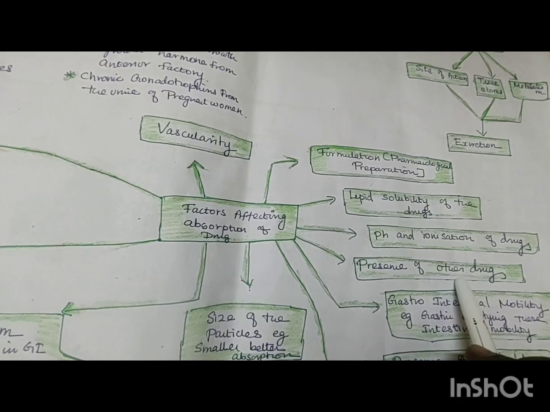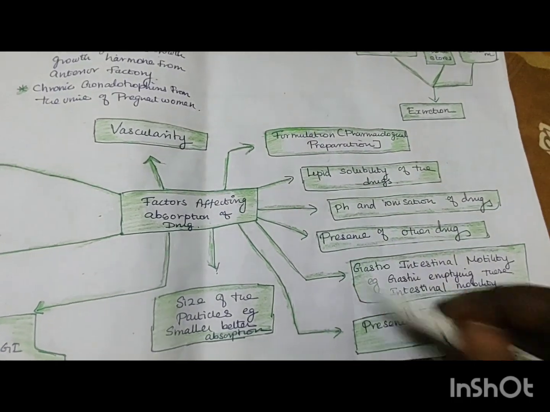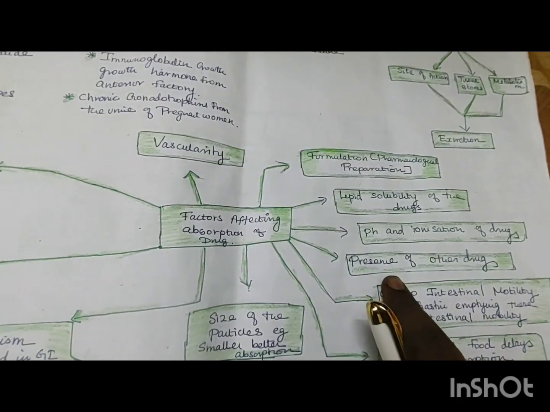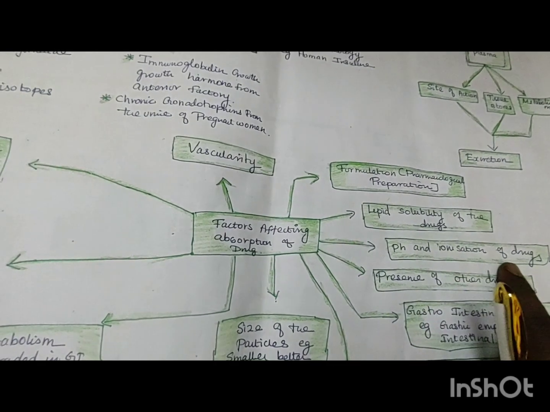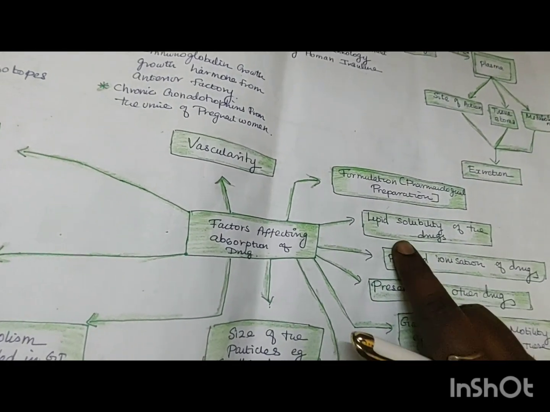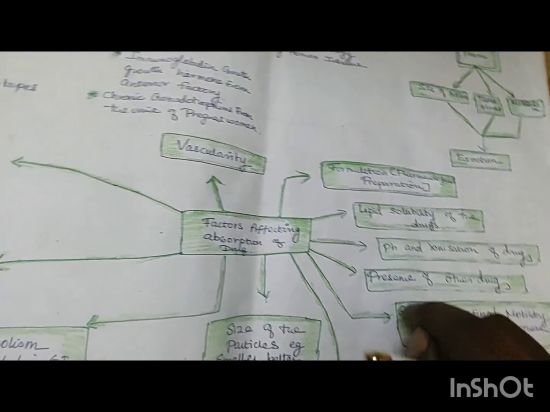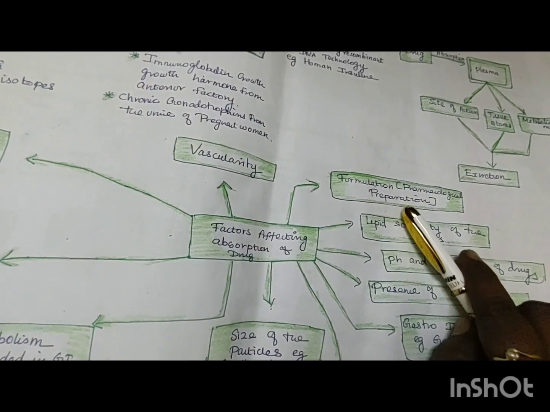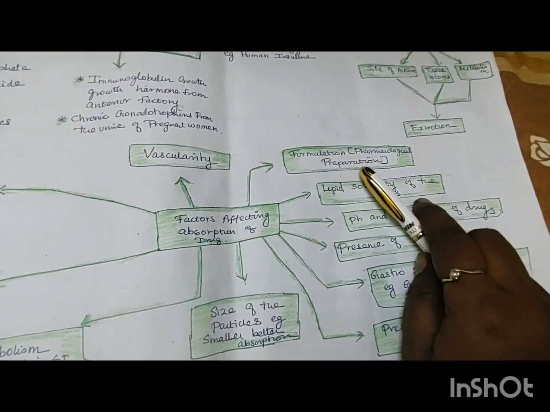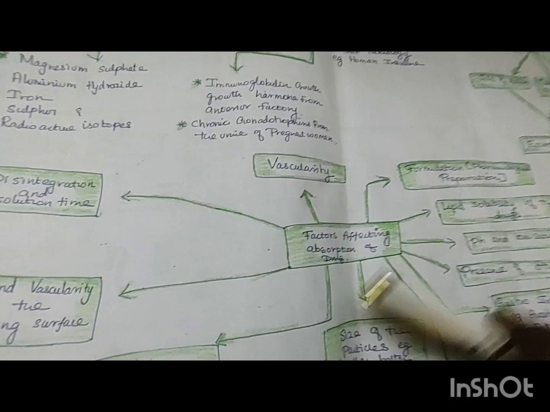Presence of other drugs. One drug's absorption will be affected by the presence of other drugs. Then the pH and ionization of the drugs also play a vital role, and lipid solubility of the drugs is very important, and the formulation, how the pharmacists are preparing the drugs. So these are all the factors affecting the drugs.